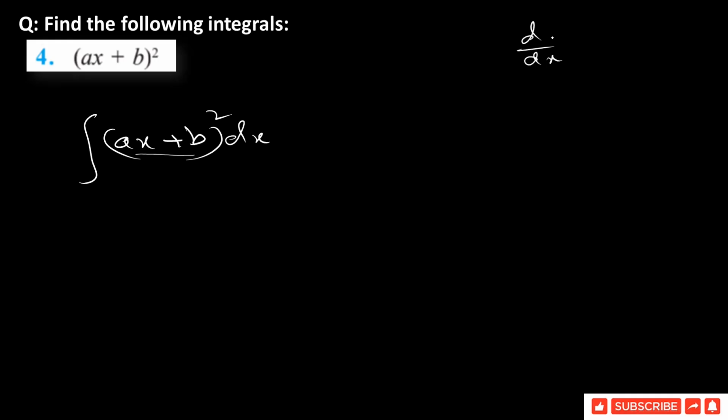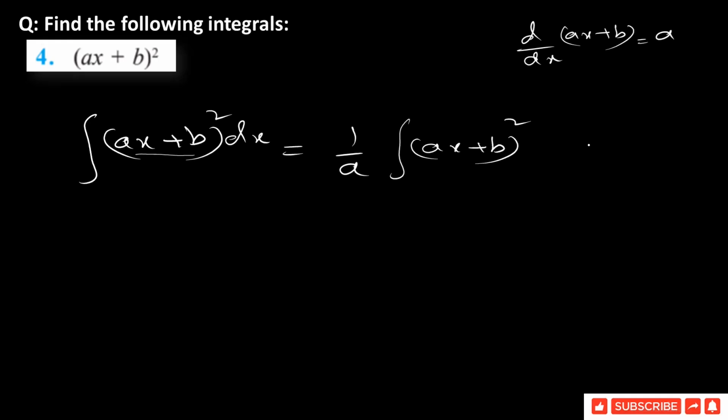Now we do question 4. We apply the same formula here. The derivative of the inside of this function must be a only, because if you take d by dx of ax plus b, where a and b are constants, it becomes a only, because the derivative of the constant will be 0 and the derivative of x is a. So we write a dx here, and we can say that 1 upon a integral of ax plus b whole square times a dx.